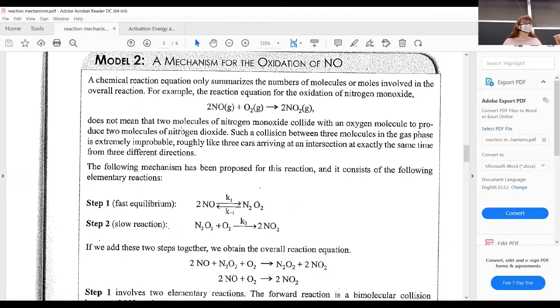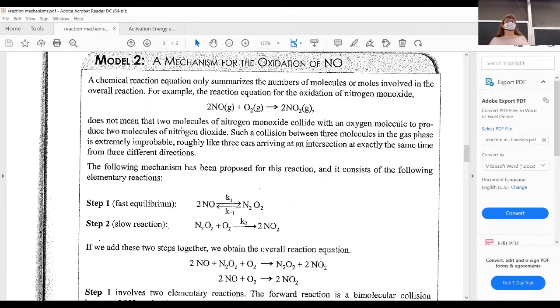So if I have one molecule, it's unimolecular. Now both of the steps in model 2 have 2 reactants. It looks like step 1 only has 1, but there are actually 2 molecules there because it says 2NO. So 2 of those are coming together. It's not just one that's spontaneously bursting or running into a wall. There's 2 of them bumping into each other.